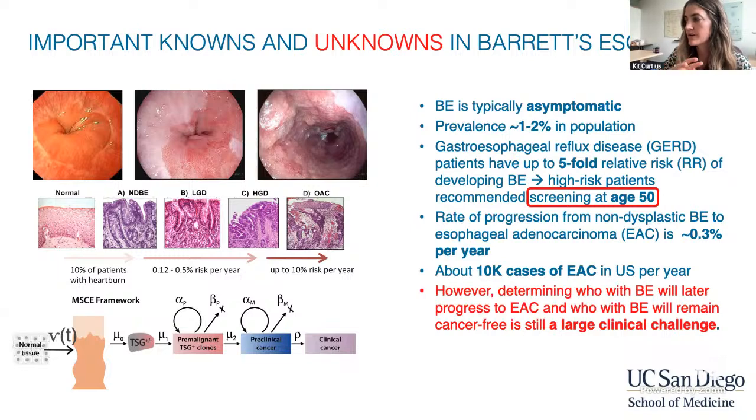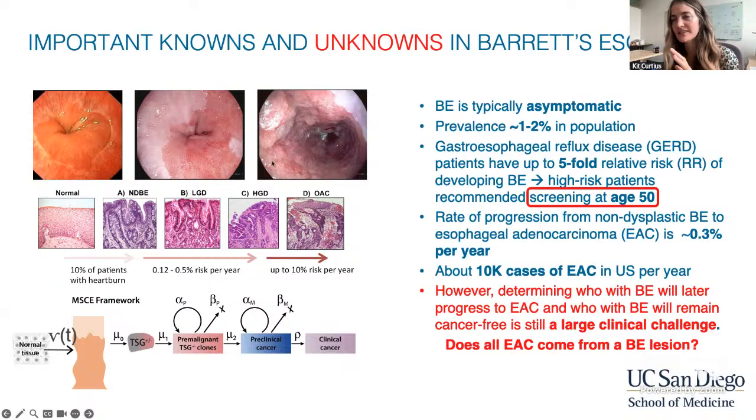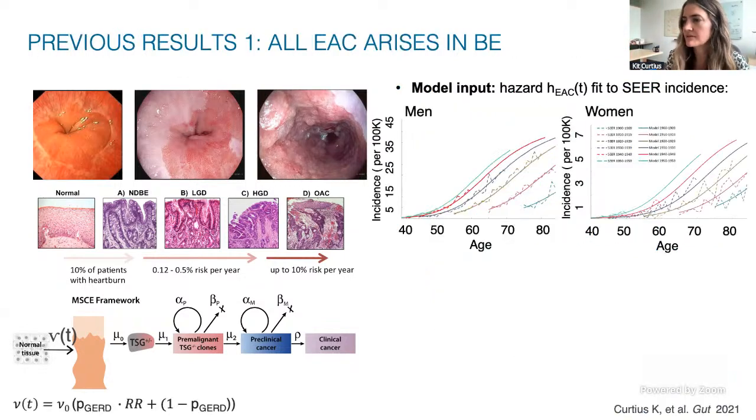However, determining who with Barrett's will later progress to EAC and who will remain cancer-free is this large clinical challenge of risk stratification. It was also unknown whether all EAC actually comes from the Barrett's lesion. The reason is that sometimes people come in with these large cancers and you don't necessarily see the nice Barrett's around it. So it was unknown whether this was an obligate precursor to the eventual cancers. So we tried to answer this question using our modeling.